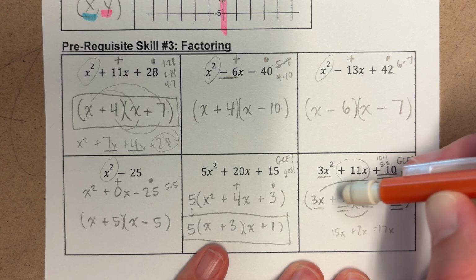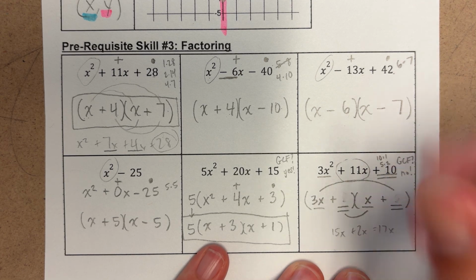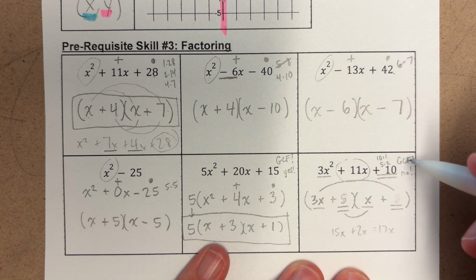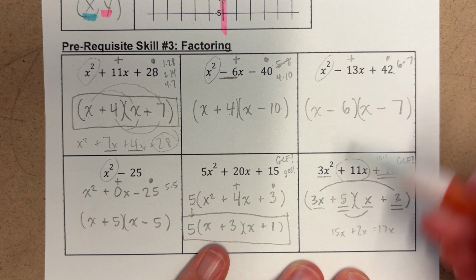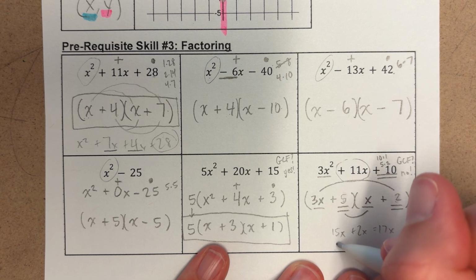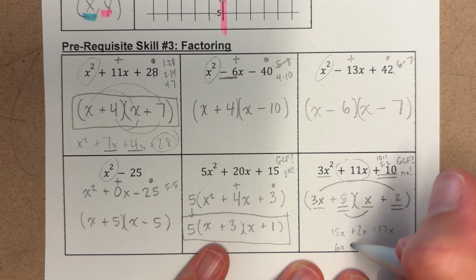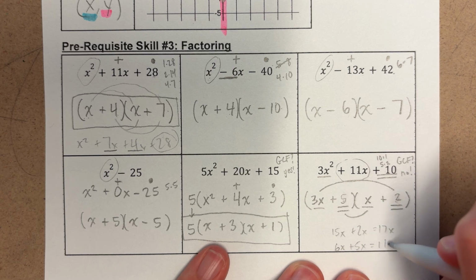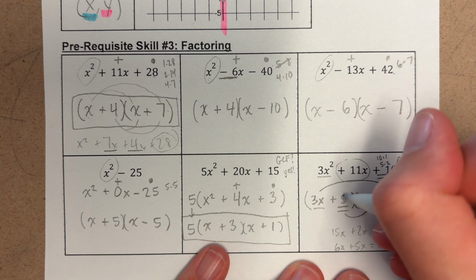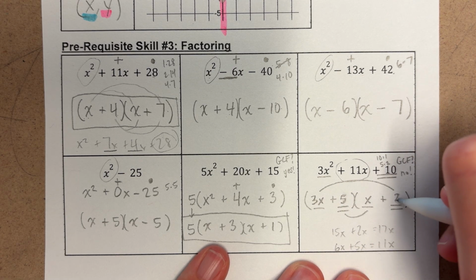Let's try switching them. Now, if when I switch them it doesn't work, then I'm going to cross off 2 and 5 and try 10 and 1. Let's try this though. 3x times 2, that's 6x. 5 times x, that's 5x. Oh, hey, that does equal 11x. Okay, so then I can just darken this up a little bit, and I'm all set.